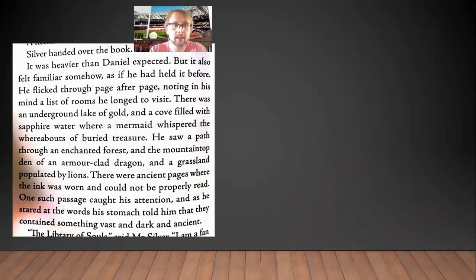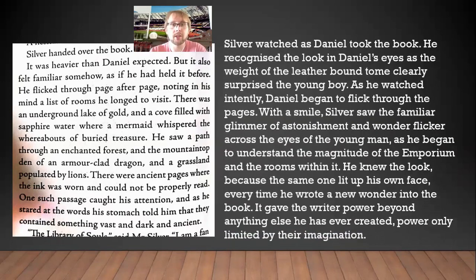So here, Silver handed over the book. It was heavier than Daniel expected, but it also felt familiar somehow, as if he had held it before. So I'm going to try and rewrite bits, but from Silver's perspective. So rather than it saying Silver handed over the book, I've started with Silver watched as Daniel took the book. So it's putting Silver as the subject of that sentence.